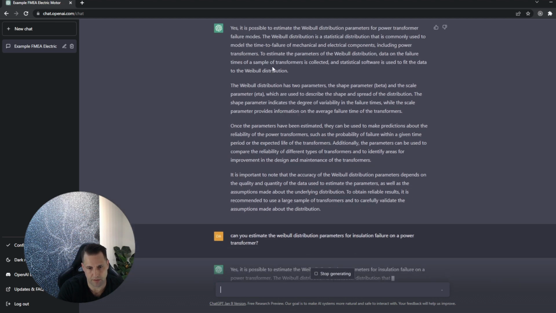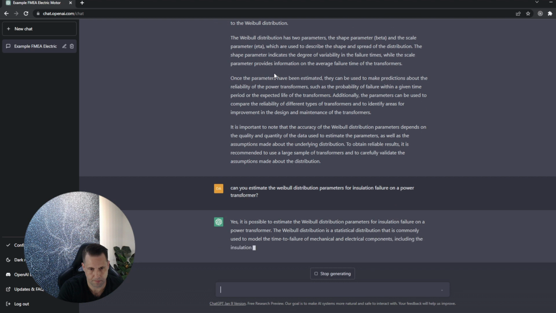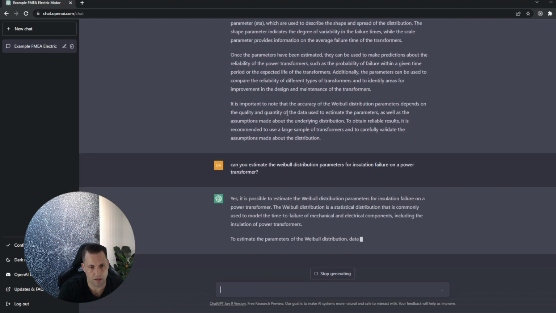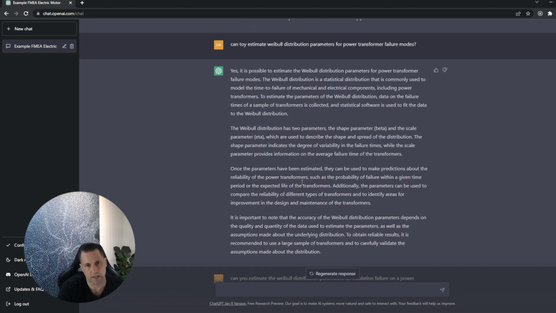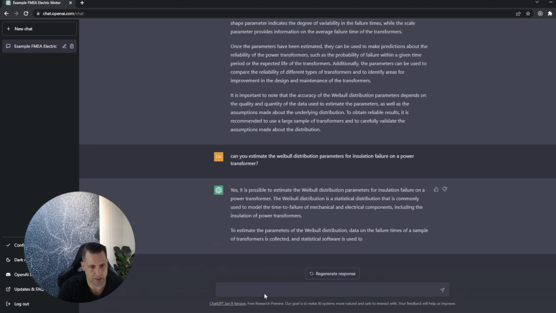Okay, I think it's just spitting out the same thing again. Okay, I'll stop generating there. So I'm guessing it doesn't really have a data set to draw from for this. I mean, obviously the parameters are going to be dependent on a whole bunch of different things, which it's pointing out. But for a starting point, it doesn't seem like we can get something out here. So let's change tack a little bit.